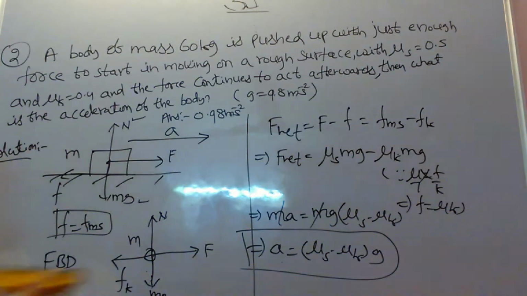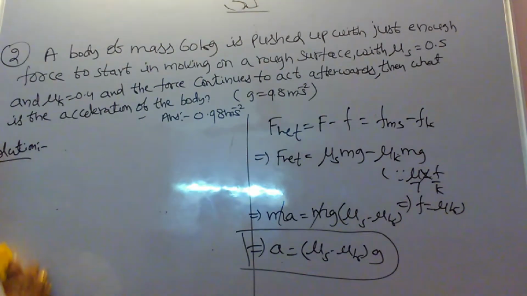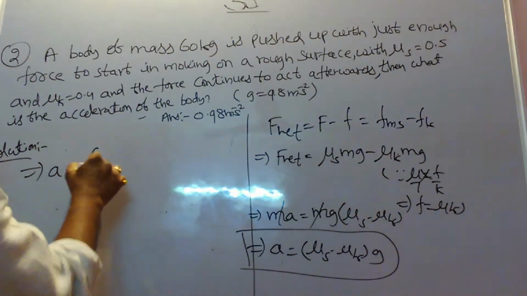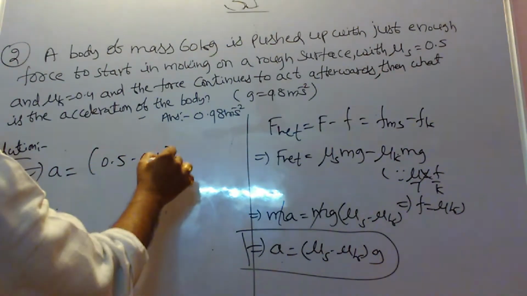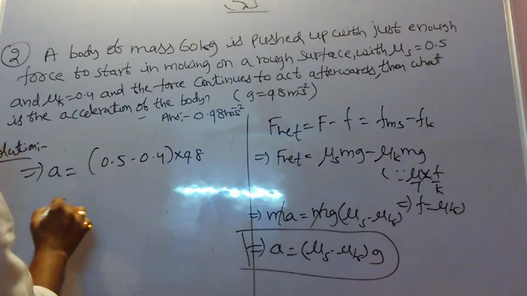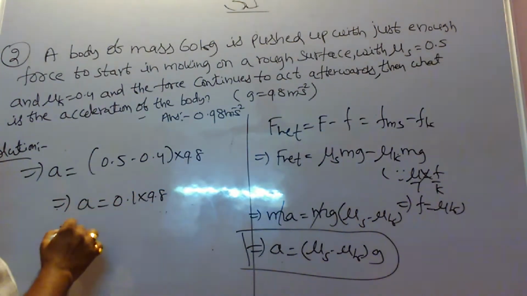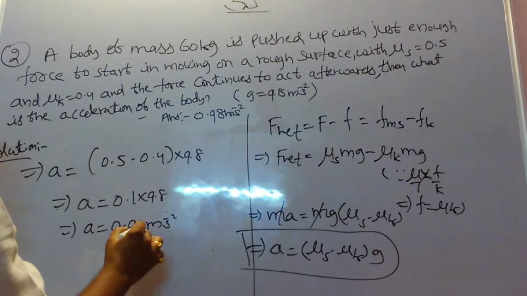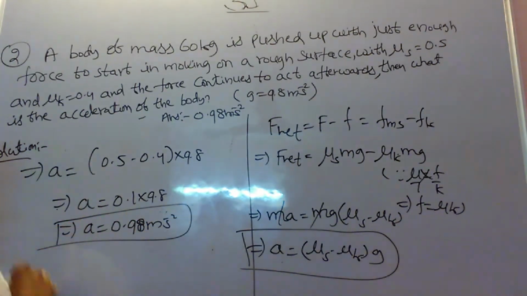Now substitute all values in this equation. A equals, what is the mu s value? 0.5. What is the mu k value? 0.4, into 9.8. So A equals 0.1 into 9.8. Finally I am getting 0.98 meter per second square. So this is the acceleration of the system.